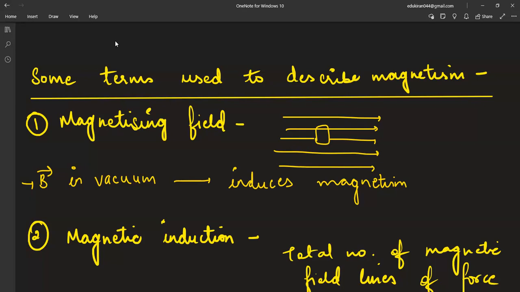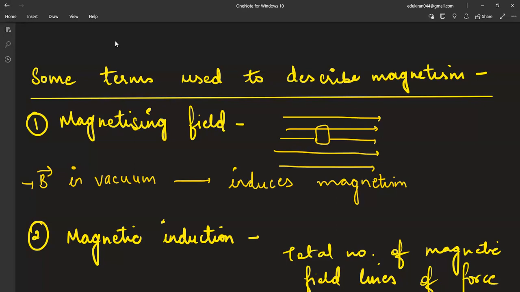Like magnetic axis of magnet. But there are certain terms which are misnomers. They have misleading meanings. Like intensity of magnetization is a separate term. Magnetic intensity is a separate term. So that's why I have made this a separate heading. Some terms used to describe magnetism, because every term here is very confusing by its name. So don't go by the name here. That's what I'm trying to tell you.